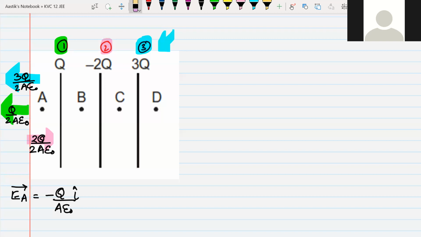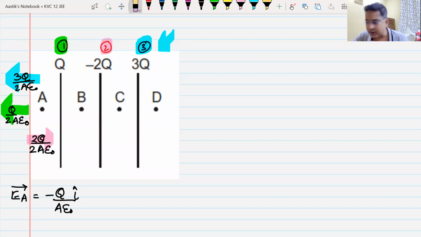Anyone else got the answer? Sainath says Q by A epsilon naught. Which point, Sainath? A, B, C, D, which one? A, I have already solved. Point D. That is correct, Sai. Good. Point D is correct. All of you got the answer, yes or no?